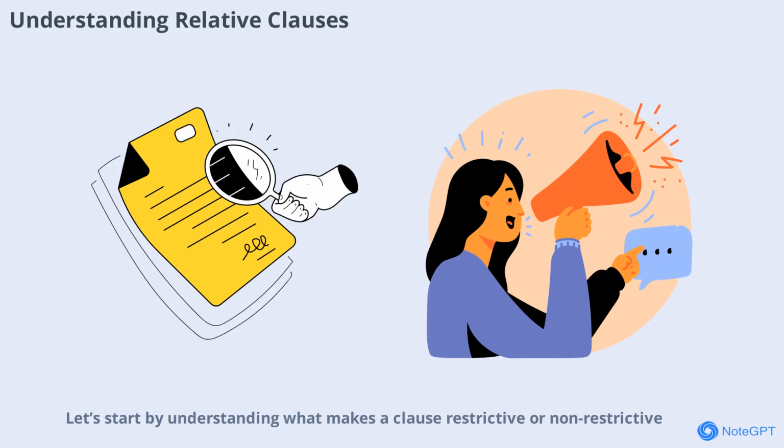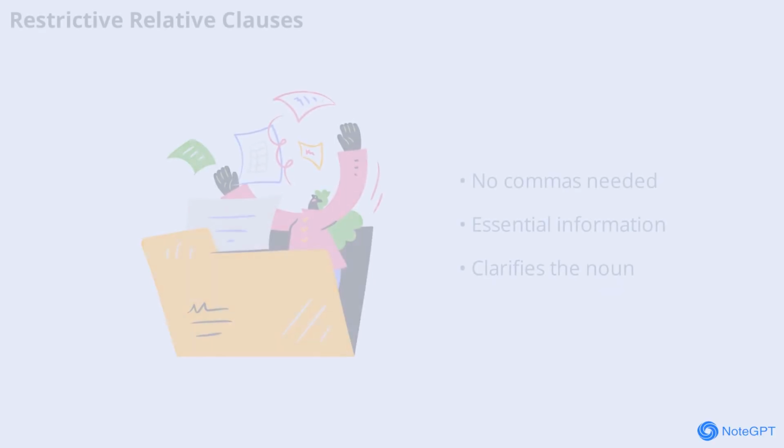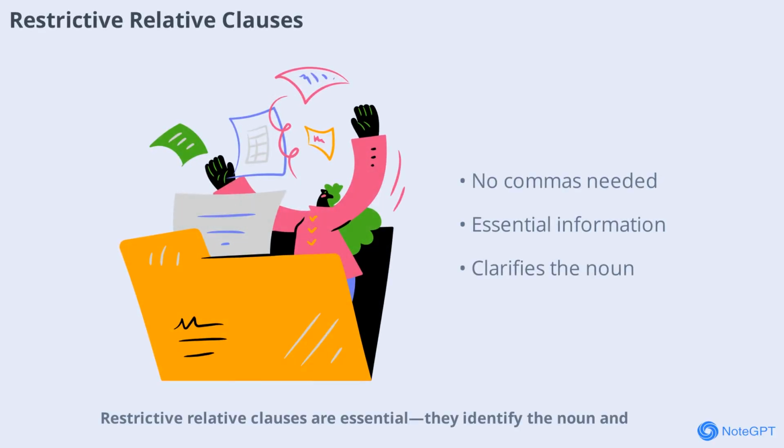Let's start by understanding what makes a clause restrictive or non-restrictive and why this difference matters in both writing and speaking. Restrictive relative clauses are essential. They identify the noun and give us information we need to understand the sentence. For example, in the sentence, "The house where I was born is a very special place," the clause "where I was born" tells us exactly which house we're talking about. Without it, the sentence becomes vague.